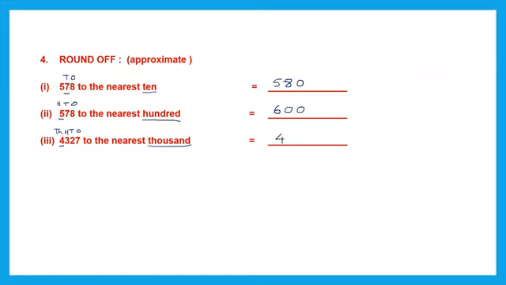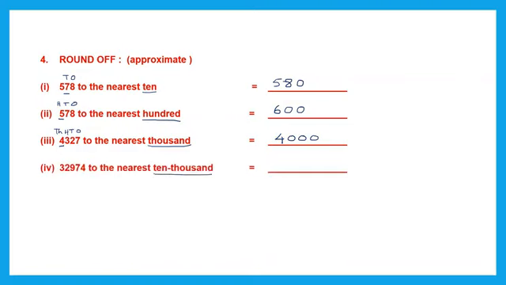So let me write 4. All the digits to its right will be replaced with zeros. So 3 digits, so 3 zeros. So it's now become 4,000. Question 4, to the nearest 10,000.